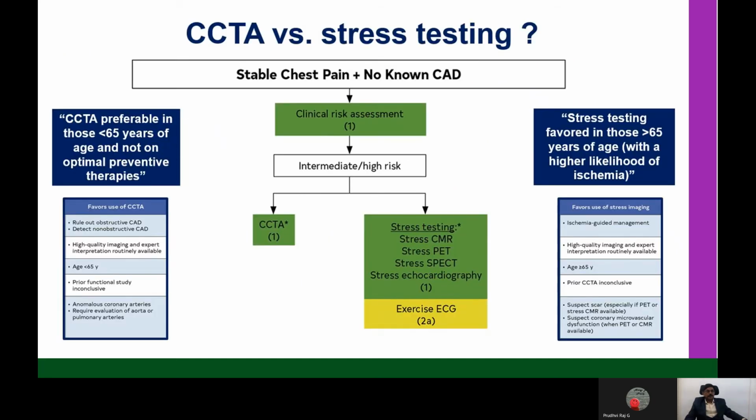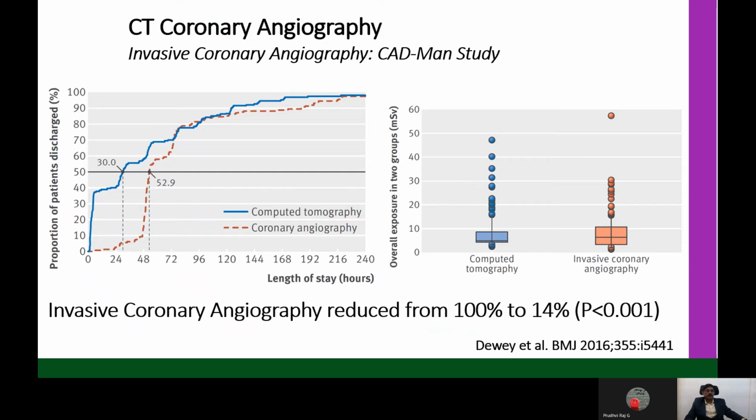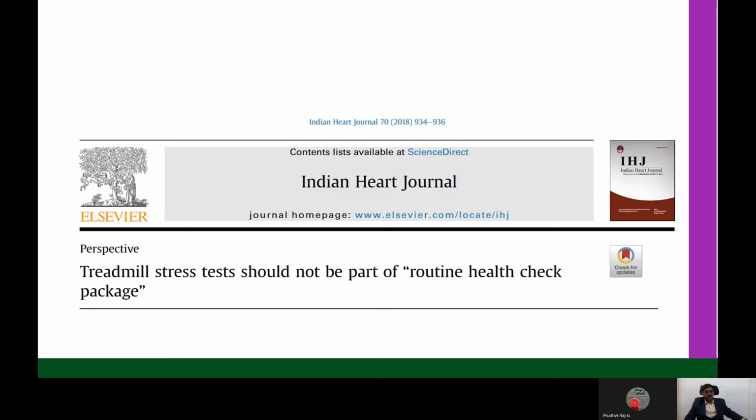So CTCA is preferable in those less than 65 years to rule out, and probably more than 65 years, it's age, then probably stress test. Still, NICE guidelines say that for any patient, CTCA is preferable to ischemia testing, stress testing. Coming to the invasive angiogram, the radiation dose is not high, and the computed tomography saves time compared to invasive angiogram.